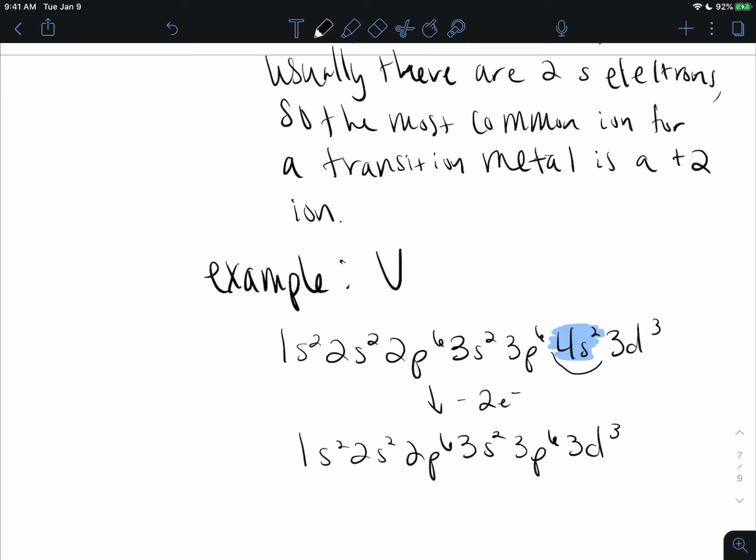Vanadium will produce a +5 to try and get to a noble gas configuration, but this, just removing those 2 electrons and going to vanadium 2 plus, is very energetically favorable.